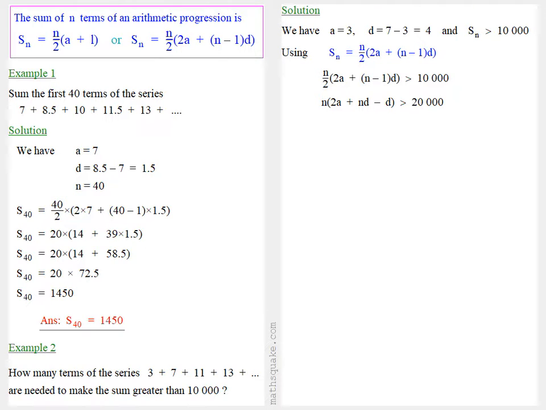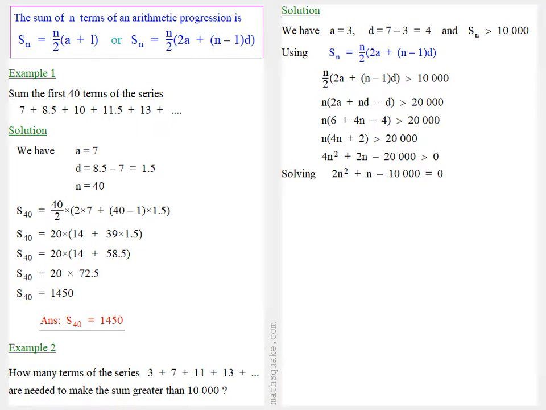And we know a is 3 and d is 4, so n into 6 plus 4n minus 4 is greater than 20,000, or n into 4n plus 2 is greater than 20,000, or 4n squared plus 2n minus 20,000 is greater than 0. Now to solve an inequality, it's easier to treat it as an equation, so if we divide by 2, we can get the equation 2n squared plus n minus 10,000 equals 0.